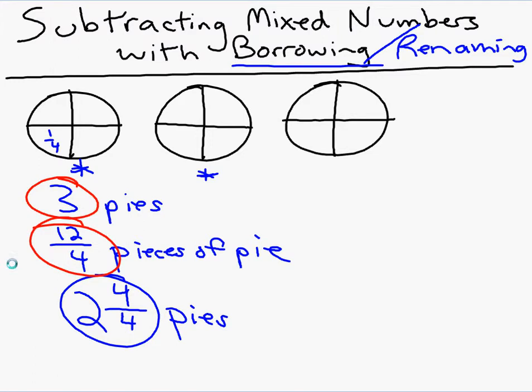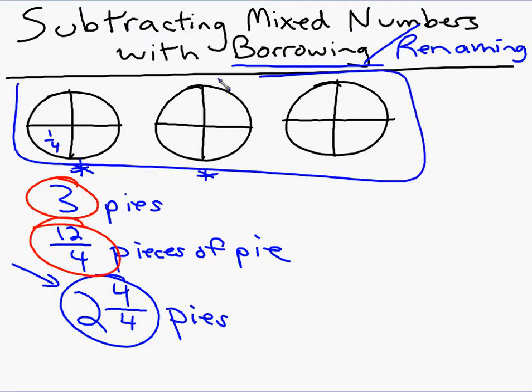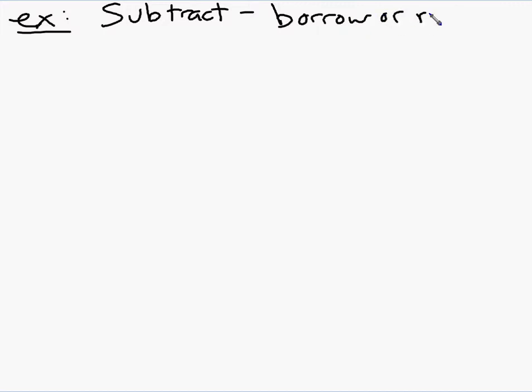But this is the one that we're going to use today when we borrow and rename. Okay? Understanding that these 3 pies are the same thing as 2 and 4 fourths. You basically take one off. Okay? Isn't 3 minus 1 2? Right? And then you call it 2 and 4 fourths. Okay? So, let's get to some examples so you can see how this works. You're going to be asked to subtract, and you will have to, we'll say borrow or rename.